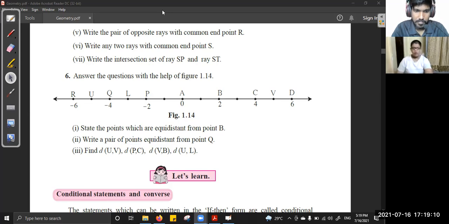Done, sir. What is the answer? Which are the points? U and L are equidistant, and P and R are equidistant. Correct. Okay. Do the third one also. You just have to find the distance UV, distance PC, VB, and UL.